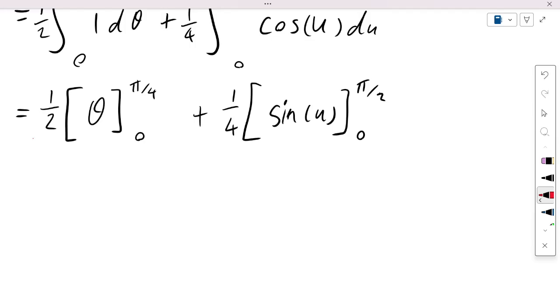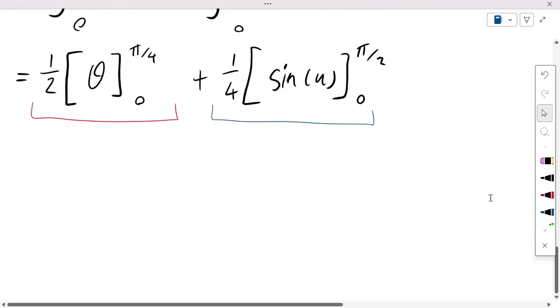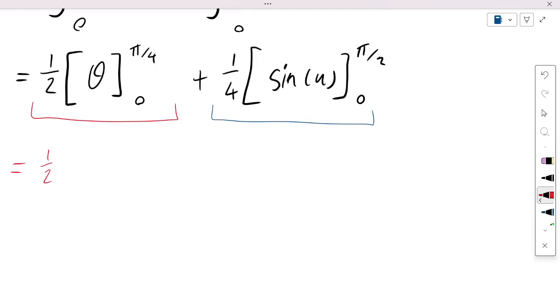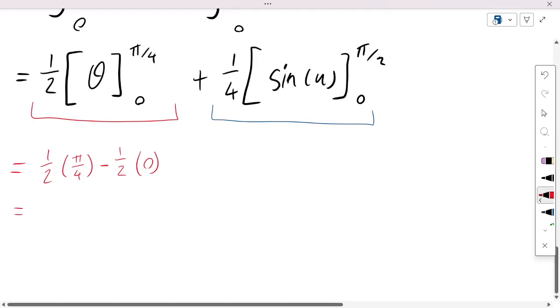So I want to actually start with the left-hand side first and then the right-hand side, so I'm going to do it in different colors. This red is the left-hand side, and this blue over here is the right-hand side. So let's start with the red first. The red will be equal to a half multiplied by theta, taking the upper limit first, minus a half multiplied by 0, which is just pi over 8 minus 0. So that's just pi over 8.